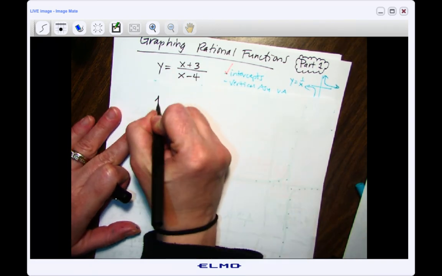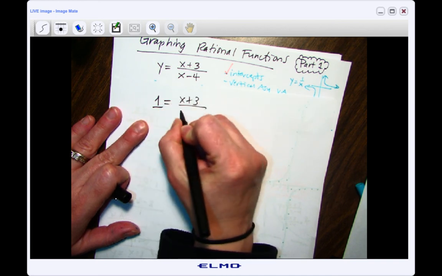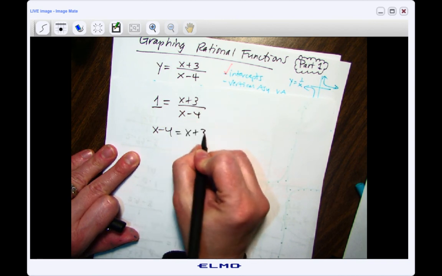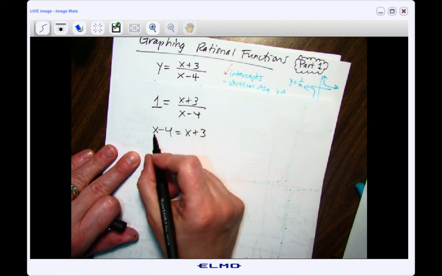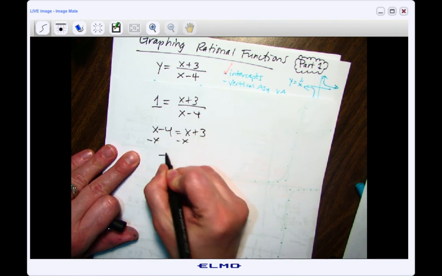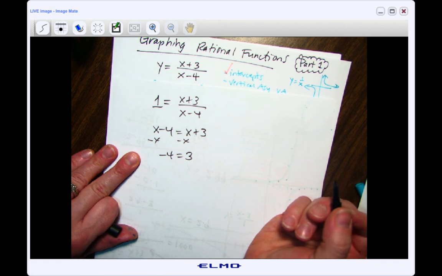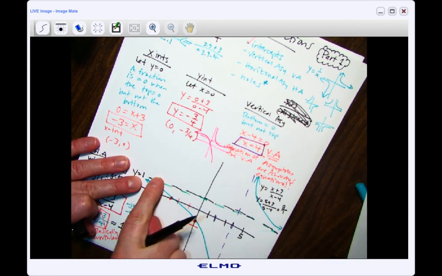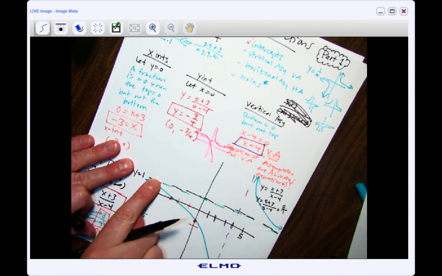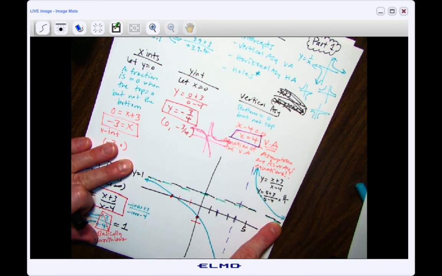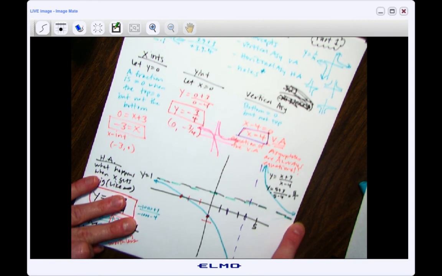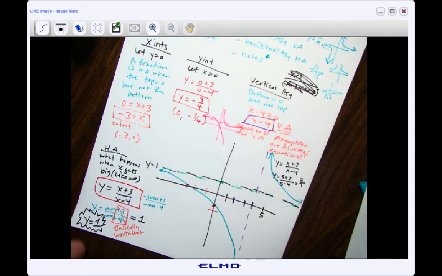Let's say that this is equal to 1. We want the y's to come out to be equal to 1 for it to cross the asymptote. When I multiply both sides by x minus 4, and subtract x, I get negative 4 is equal to 3. When is that true? Never. Which means this graph will never be here, which means if it's below here, it can't go over it. And if it's above here, it can't go below it. So this little algebra here just proved that I can never cross this particular horizontal asymptote. Sometimes you can cross horizontal asymptotes, but in this one, we will not.